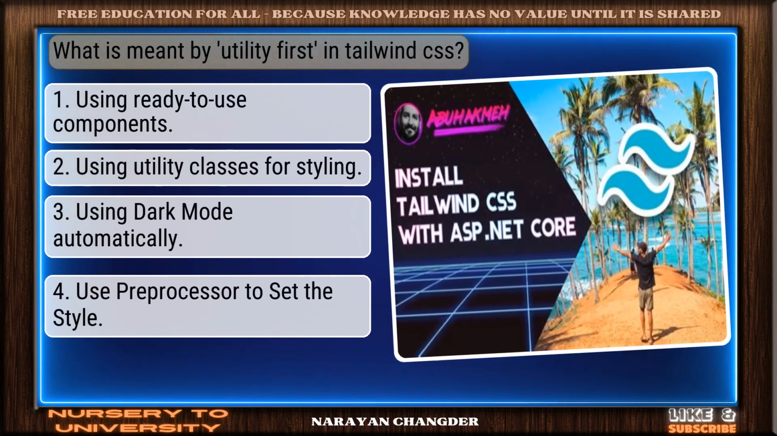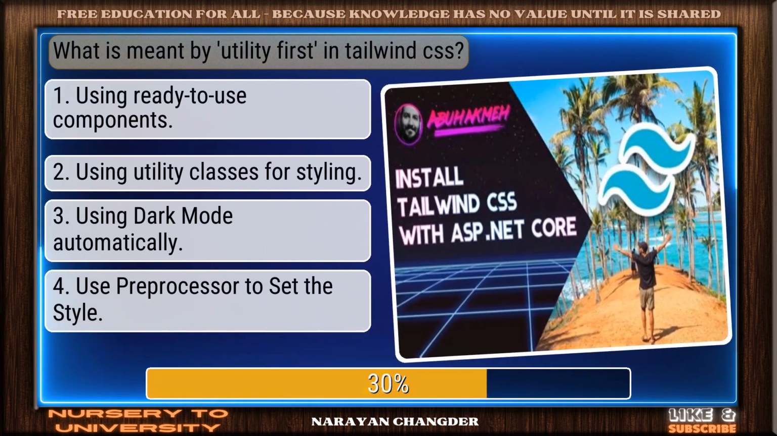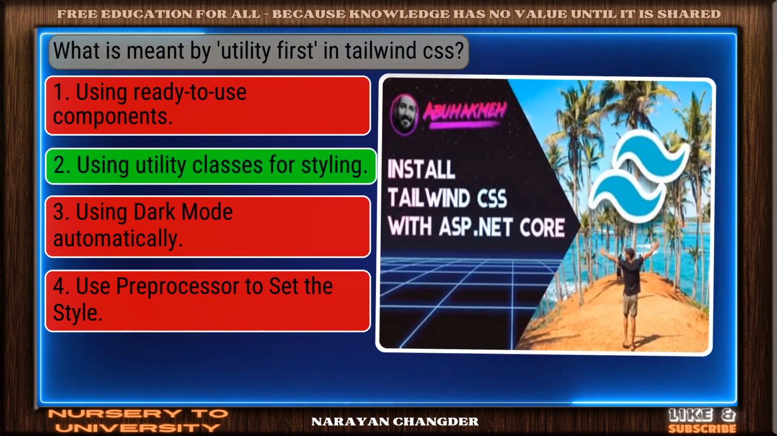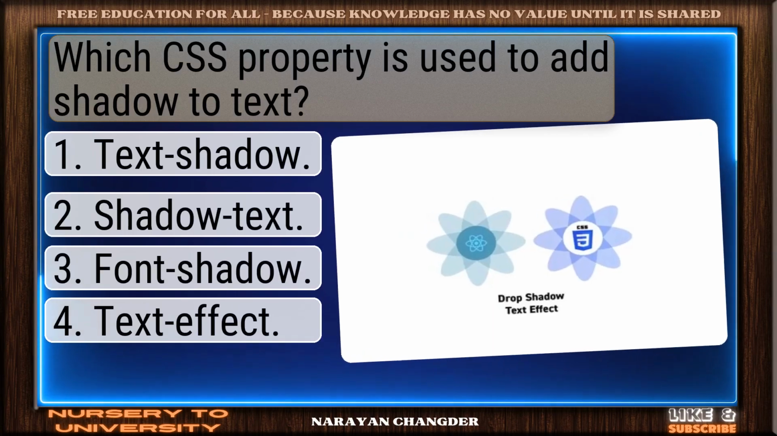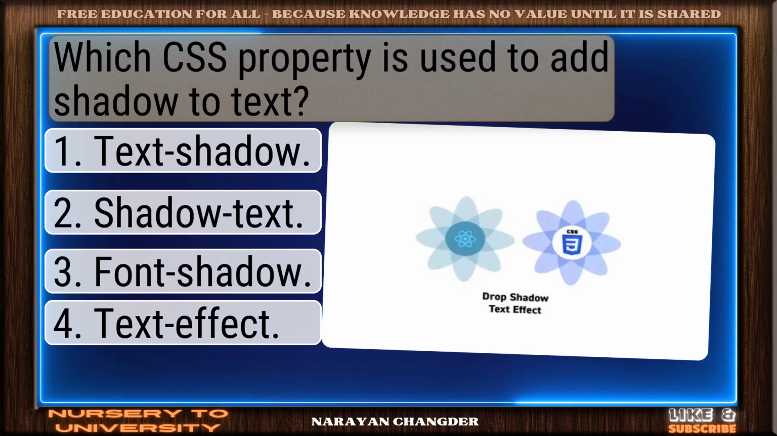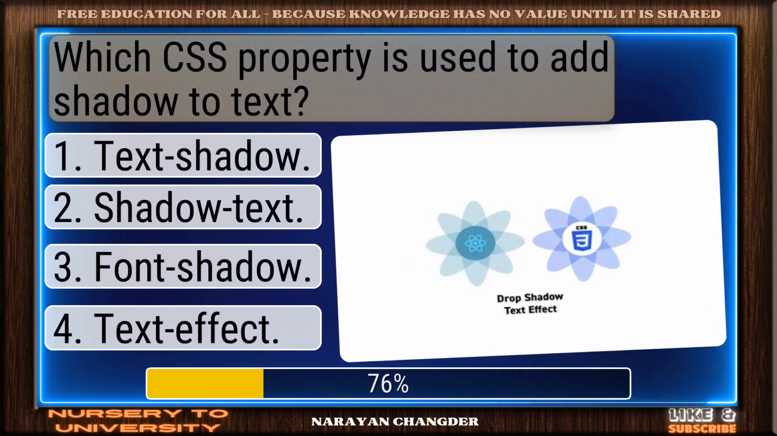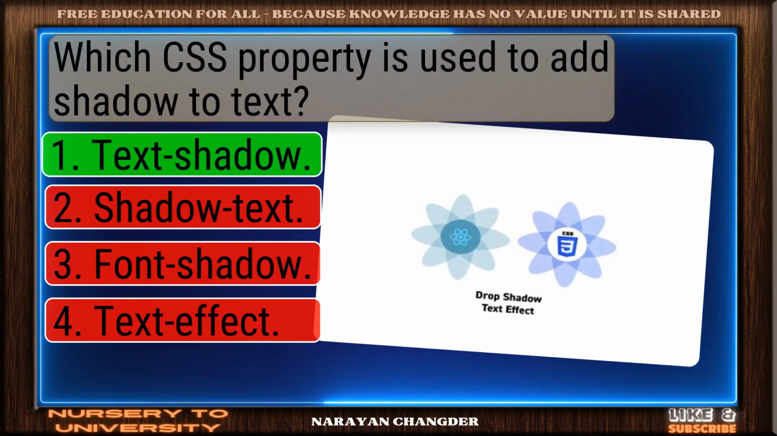Question number 3. What is meant by utility first in Tailwind CSS? Great job! Using utility classes for styling is the accurate answer. Question number 4. Which CSS property is used to add shadow to text? On track, text shadow is the correct answer.